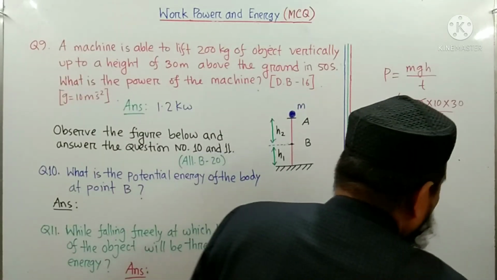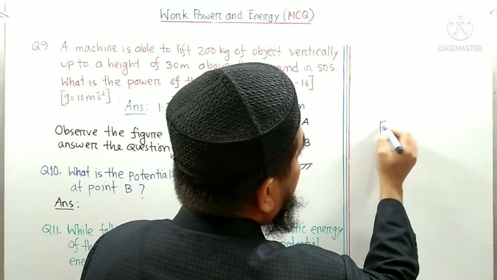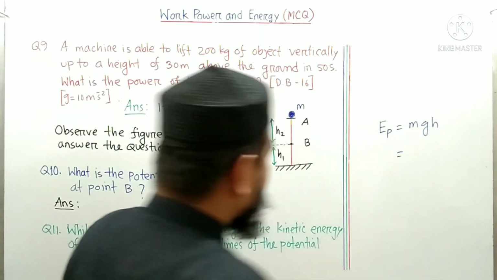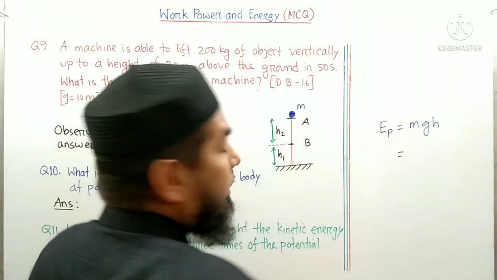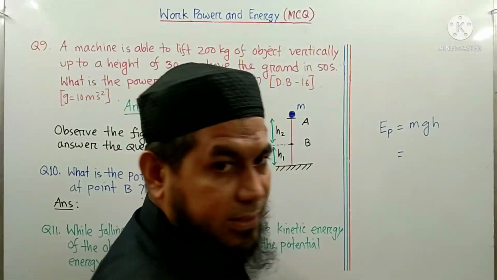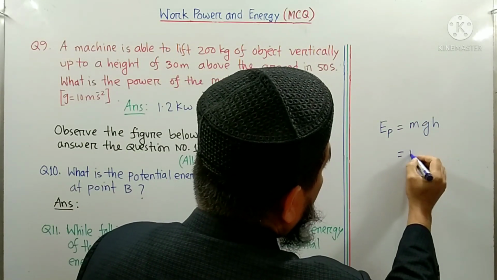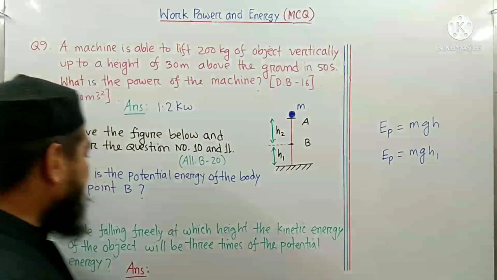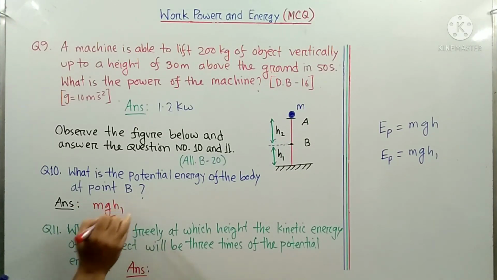So we know from the definition of potential energy, EP is equal to mgh. Here m is the mass of the object, g is the acceleration due to gravity and h is the height. But here the height at point B is h1. So we can write EP is equal to mg h1. This is our result. So our result will be mg h1.